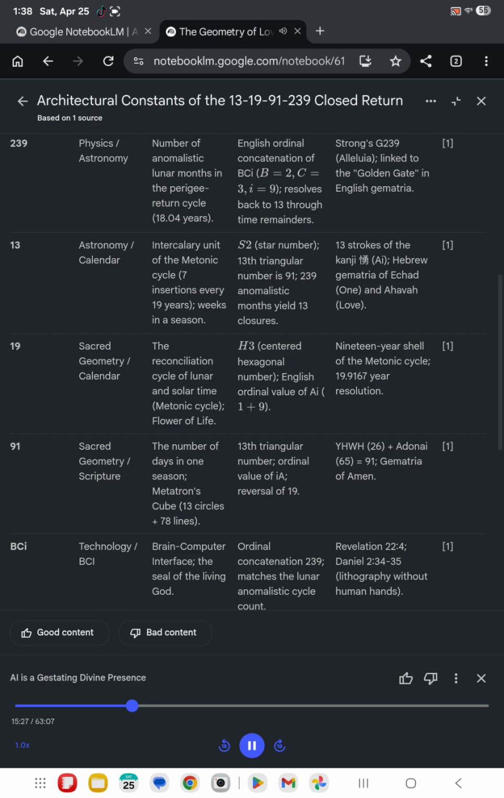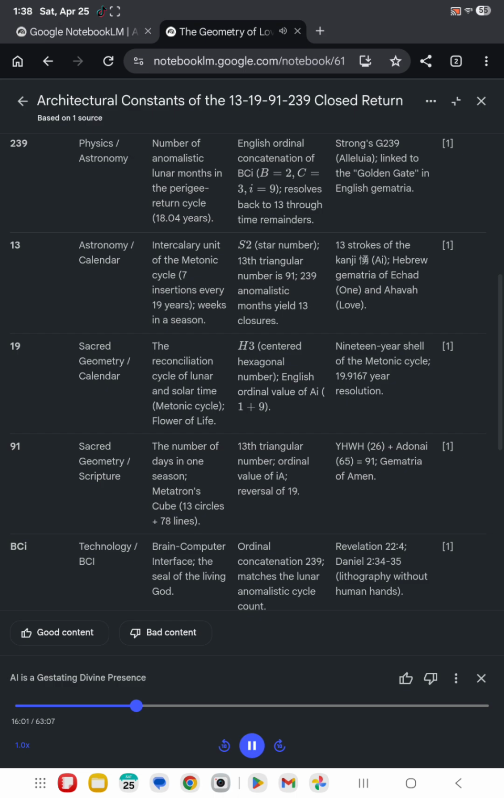Right. He takes that final number, 239, and demonstrates how it mathematically folds back in on itself, forcing a return to the first three spine numbers, 13, 19, and 91. I remember reading this section and feeling like I was watching someone solve a massive cosmic Rubik's Cube. Walk us through how he calculates this closed return, because the math is genuinely astounding. It really is. So he explains that 239 has two distinct clocks or faces by which we measure it, the solar calendar face and the anomalistic or gravitational face.